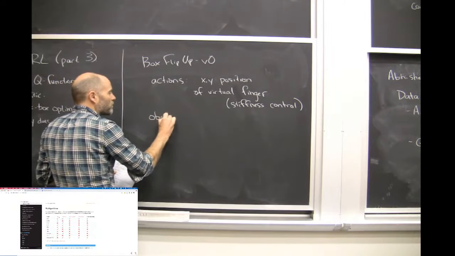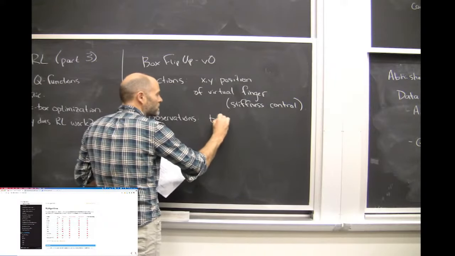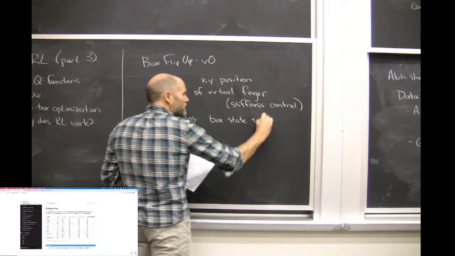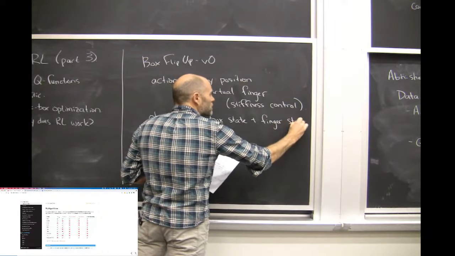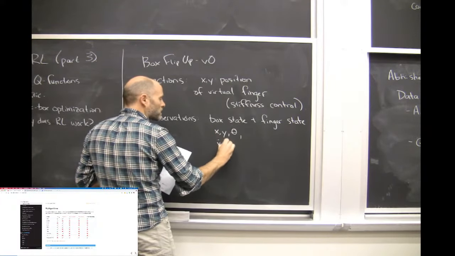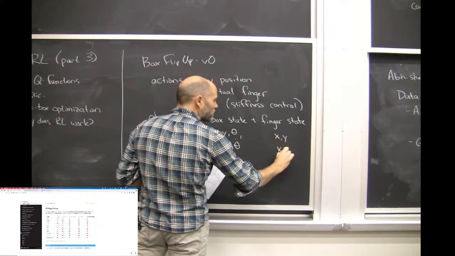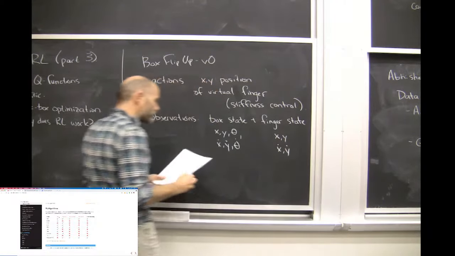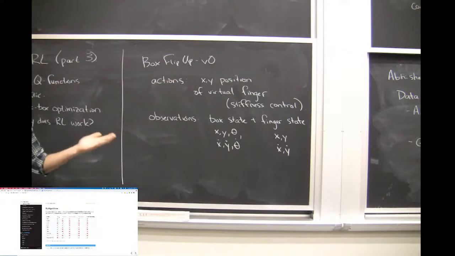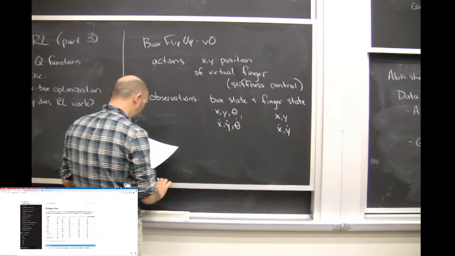My observations, we can have a couple different variants of it, but let's start with just the full state feedback. So that's got the box state plus the finger state. So that's in the plane, x, y, theta, x dot, y dot, theta dot, right? The finger state is just, since it's a sphere, I've only given it the 2 degrees of freedom. Okay, but it adds up. Even though it's a super simplified problem, it's still got a lot of state variables, and it's not approachable by our brute force gridding the state space kind of approaches, right? So we need some sort of neural network function approximators in the middle.